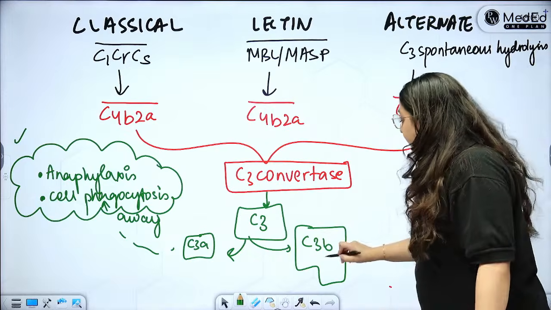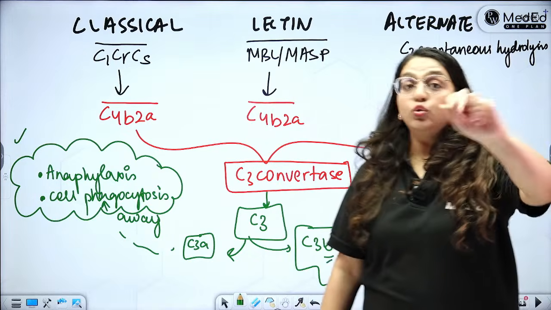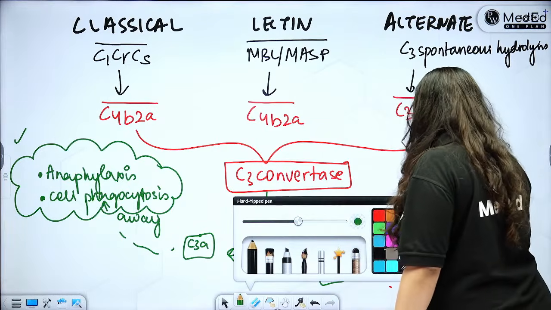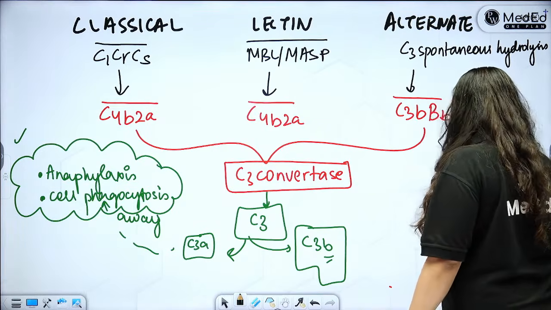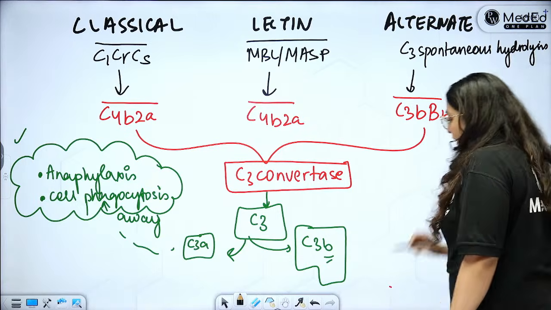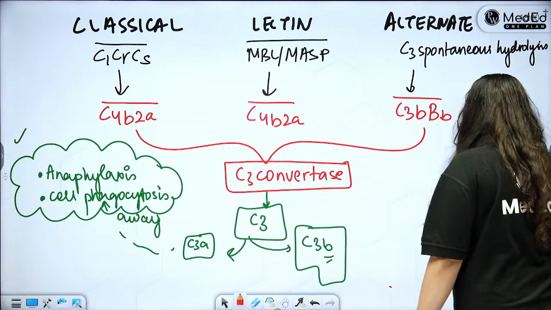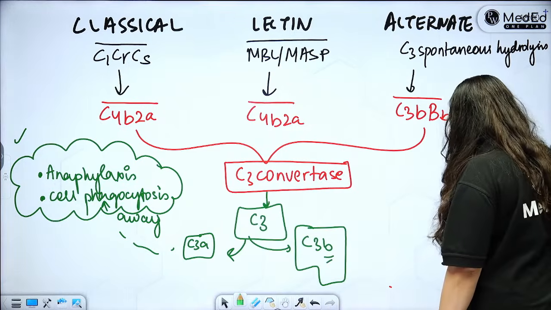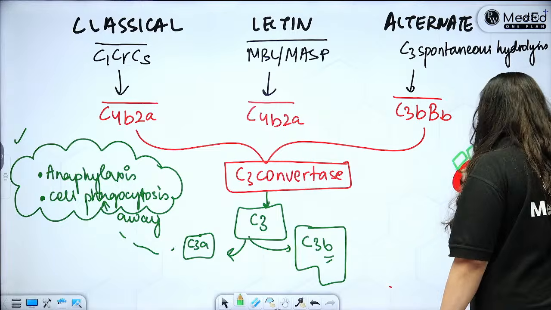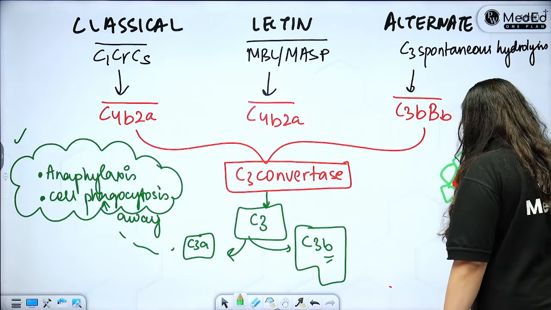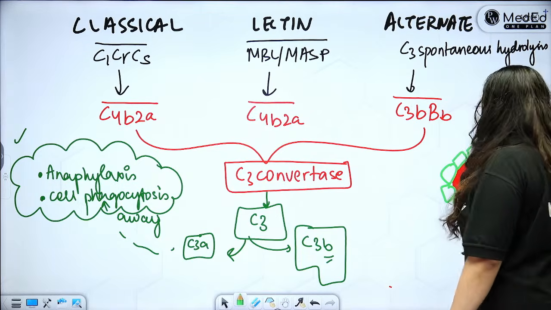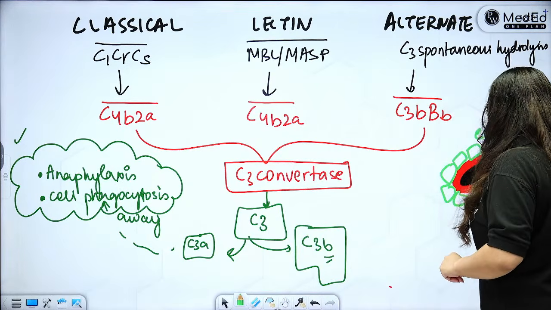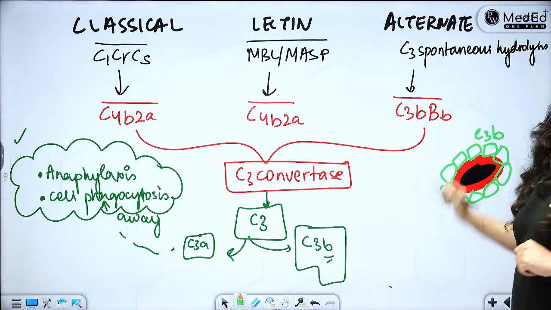What will C3b do? C3b can do two things. Either this C3b will go and bind a pathogen. Okay, this is a bacteria, with its cell wall and everything, fine. This C3b will go and totally cover this guy and make it tasty for the phagocyte. What is this process called? This process is called opsonization.